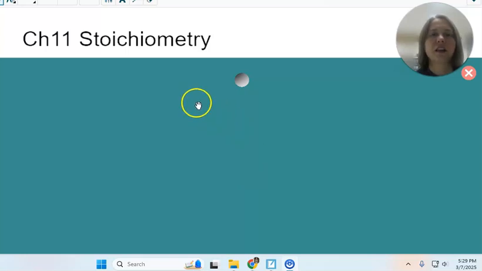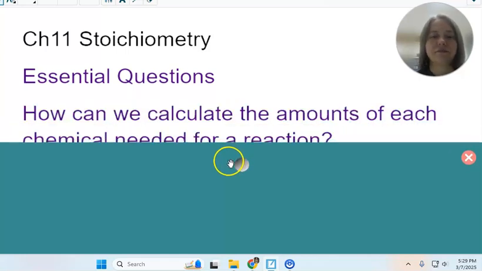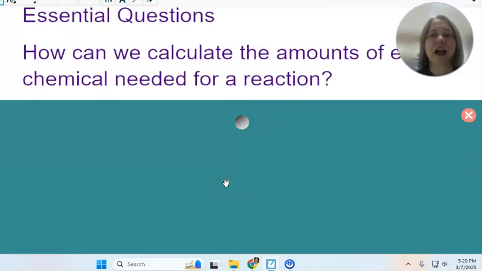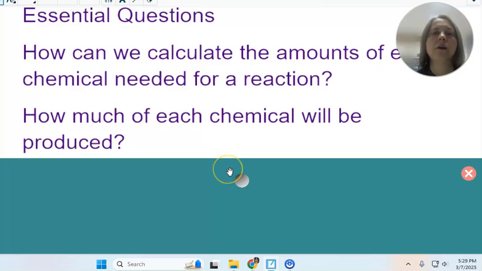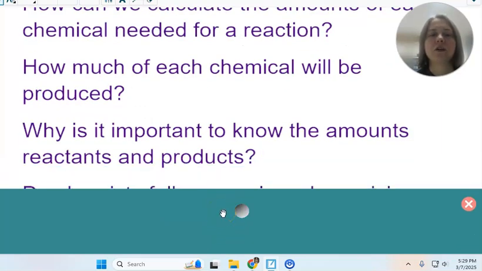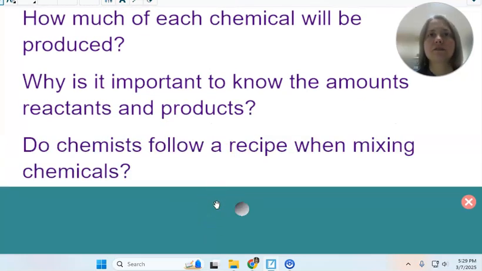So we are starting this thing called stoichiometry. So what will you be able to answer at the end of this unit? How can we calculate the amounts of each chemical needed for a reaction? How much of each chemical will be produced? Why is it important to know the amounts of reactants and products? Do chemists follow a recipe like when they're mixing chemicals?